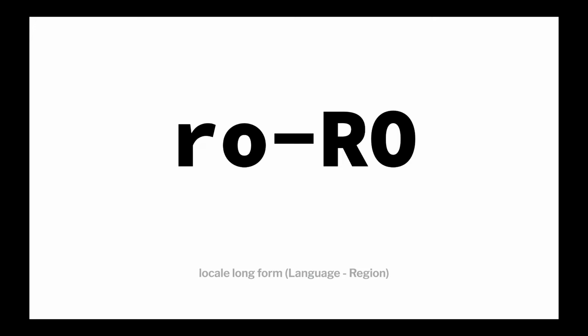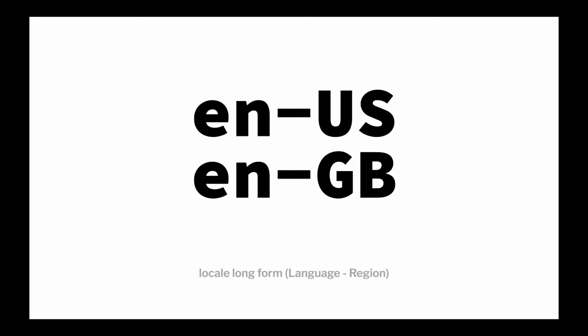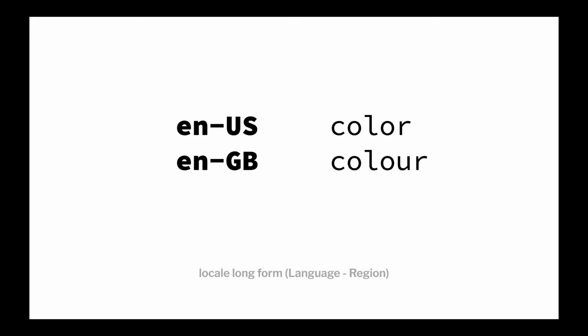But there's also the so-called long form, which contains the language and the region separated by a dash. Now, when you think about Romanian, it doesn't make a lot of sense to use the long form. But when you think about English, the English language is spoken in the US, in Great Britain, in Canada, in Australia, in New Zealand, in different regions of the world.